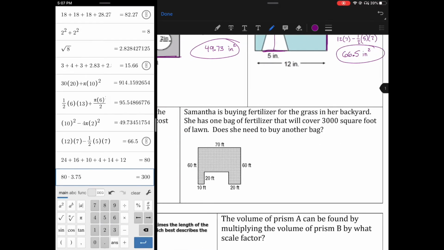In my next question, Samantha is buying fertilizer for the grass in the backyard. She has one bag of fertilizer that will cover 3,000 square feet of lawn. Does she need to buy another bag? So there's two ways to know what you're doing. Number one is it says square feet or square foot. So anytime you have a square unit, that means you're dealing with area. The other way you can know is that if you're buying fertilizer, you're trying to cover up the whole yard, not just around the outside. So anytime you're filling something in, you're dealing with area. So I want the area of the shape.